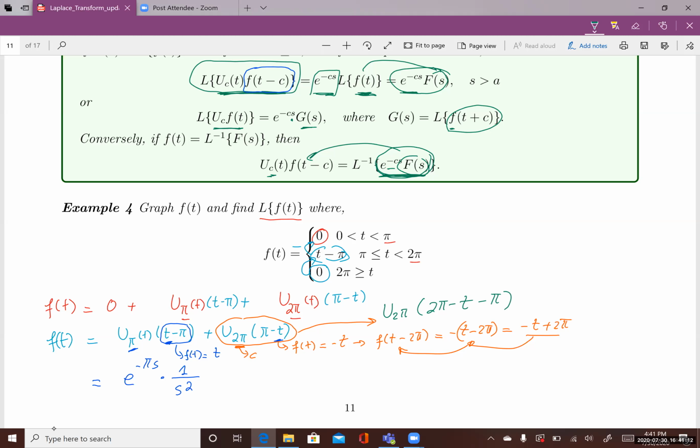As you can see, I didn't do anything fancy. I add 1 pi here to get this form, and then I have to subtract another pi to resolve the equivalency. So I transform this to 2 pi minus t minus pi because I can extract this out. So it's going to be u2 pi of 2 pi minus t minus u2 pi times pi.